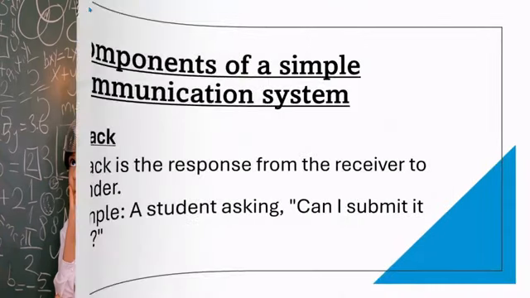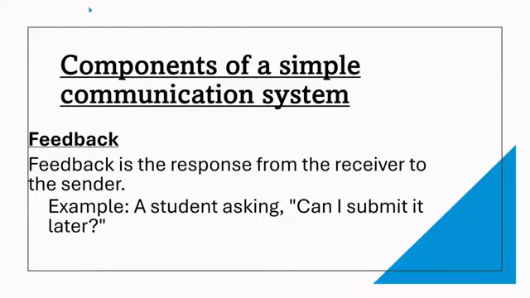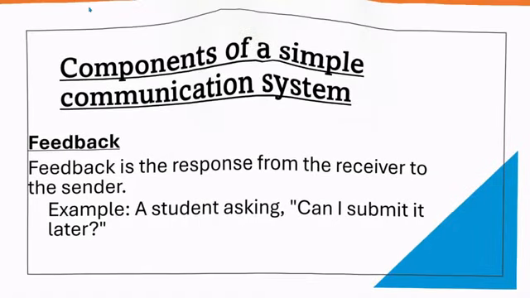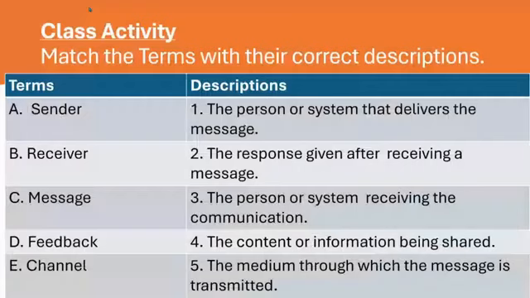And then we have feedback. So feedback is the response from the receiver to the sender. With the example previously, we're following up with the teacher and the student. So the feedback would possibly be that the student asks, can I submit it later? Considering that the teacher would have mentioned that they needed to submit their assignment. So the response from the student could be, can I submit it later? So that's the feedback. After they would have understood the message, this is what they are saying. And that's basically it for the communication process.